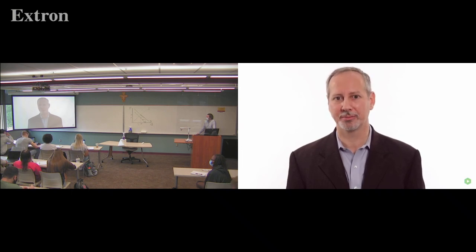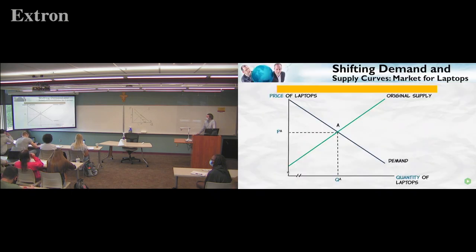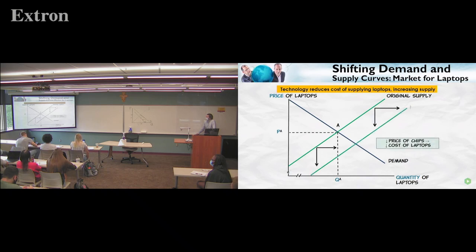what the model predicts. Here's the market for laptops, with the demand and the supply of laptops. We all know that technology has reduced the cost of computer chips, Moore's law and all that. The reduction in the price of computer chips reduces the cost of producing laptops. A reduction in costs is modeled by an increase in supply. The supply curve moves to the right and down. So what does the model predict? The model predicts, therefore, that the price of laptops will fall and the quantity bought and sold will increase.